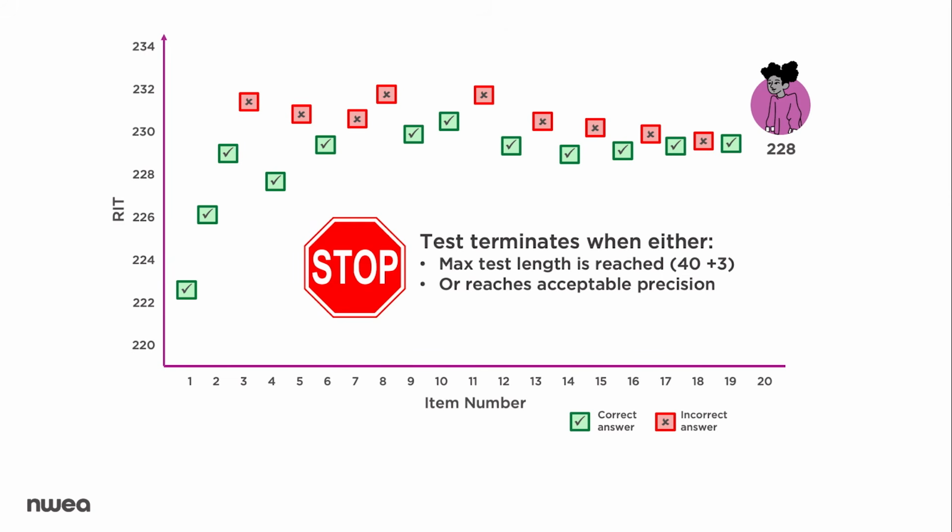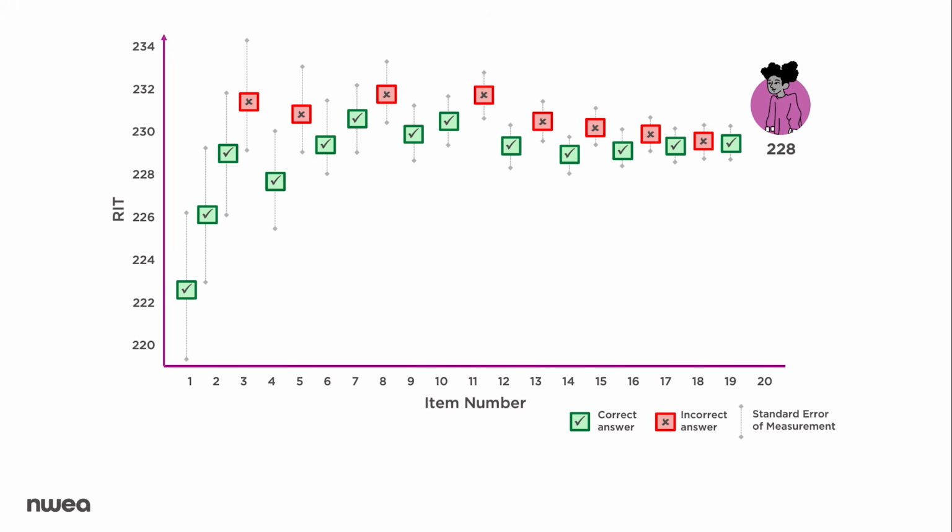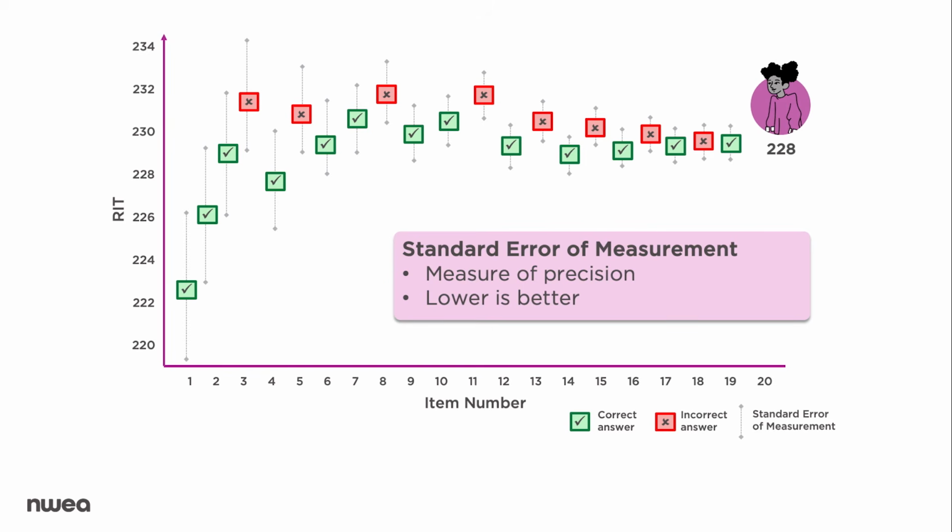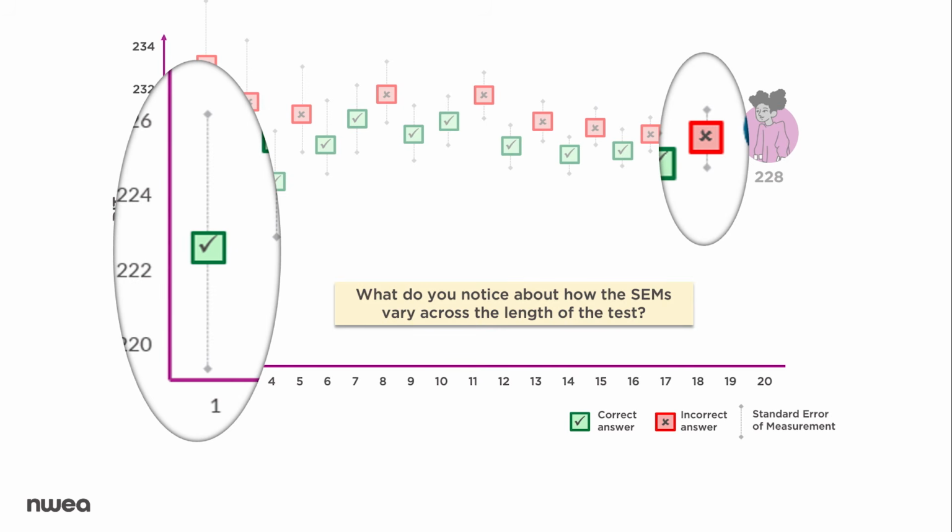MapGrowth can go up to 40 items. And we set that 40 item max because our research shows that's about the number of items required to reach an acceptable level of precision. Our measure of precision is the standard error of measurement. Notice that's now layered onto the graph for each item. The SEM tells us how confident we are in the student's score. Think of it like a margin of error in a poll. Smaller is better. What do you notice about how the SEMs vary across the length of the test? Well, we learn more with each item, so SEMs decrease and precision increases.